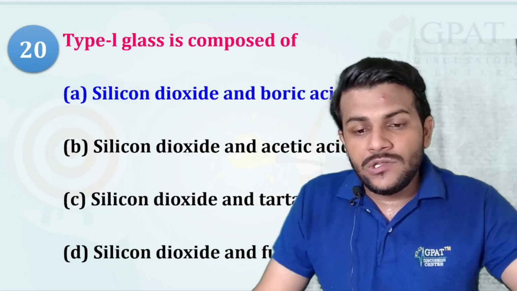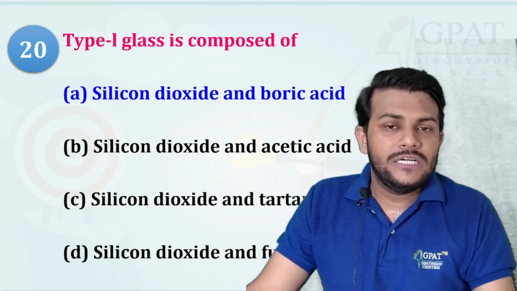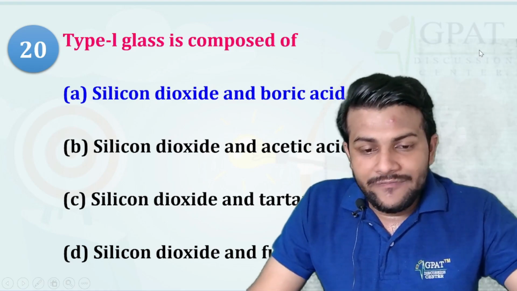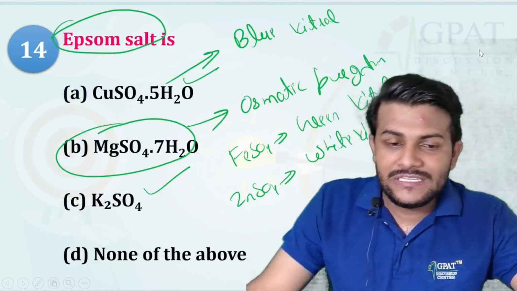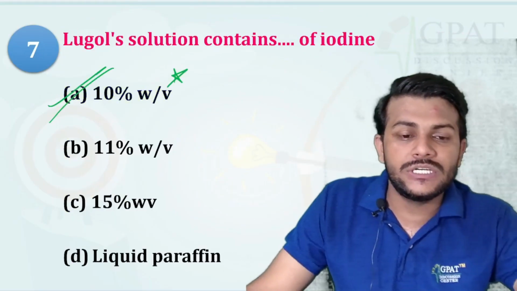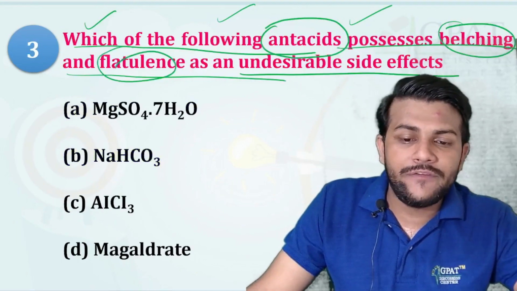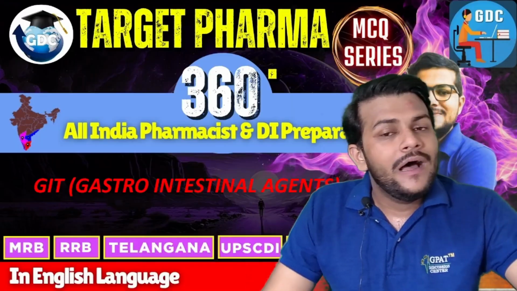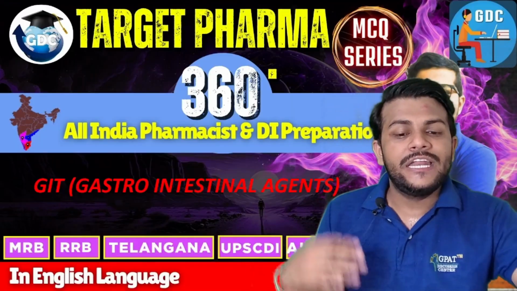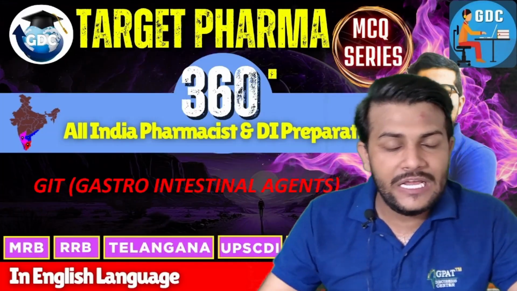Got it? So this is about this part of the pharma MCQ series, and we have covered 20 MCQs in this series. Mostly they are from the GIT, some from titration, and very few from radioactivity. The Target Pharma 360 series contains MCQs from the GIT and intestinal agents.